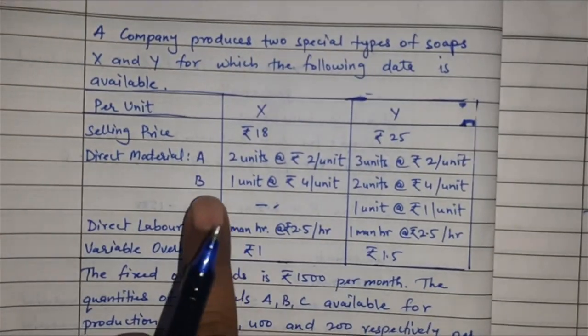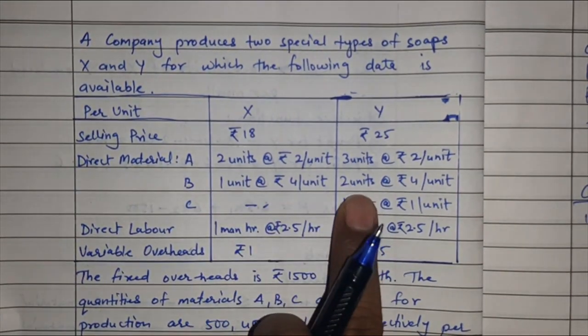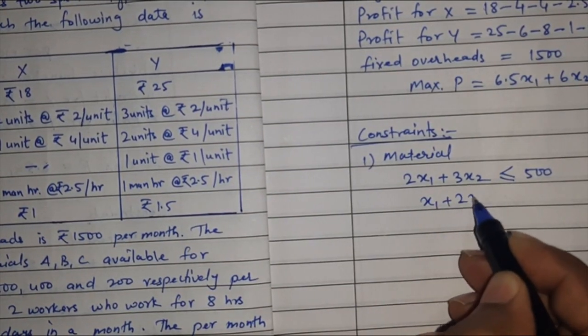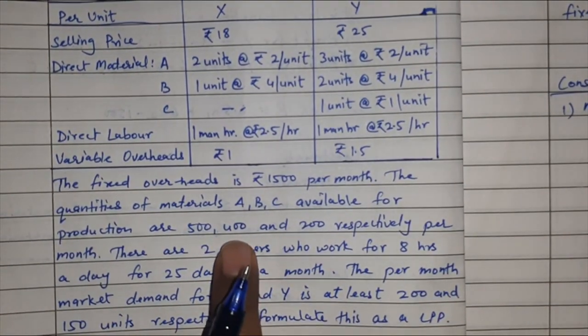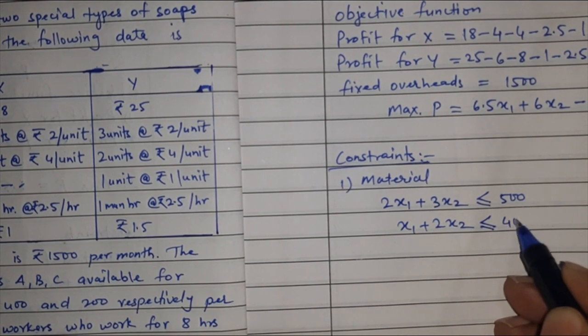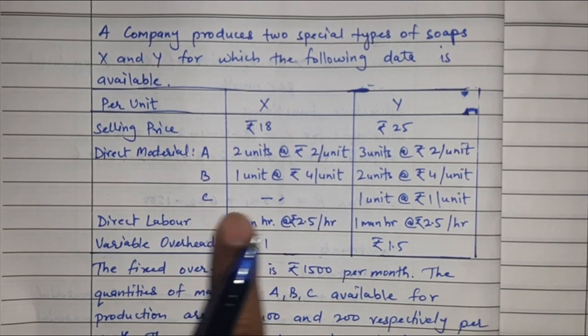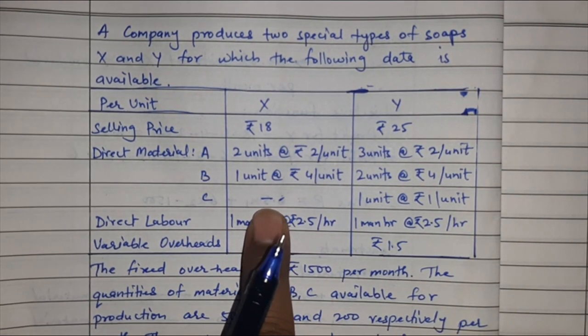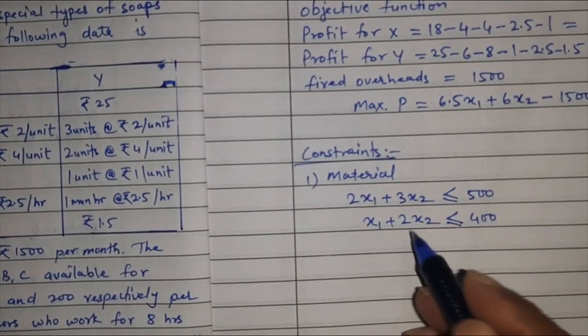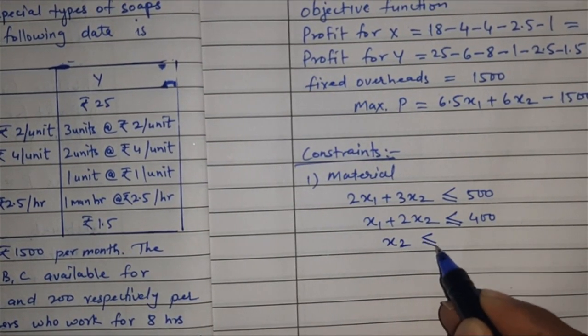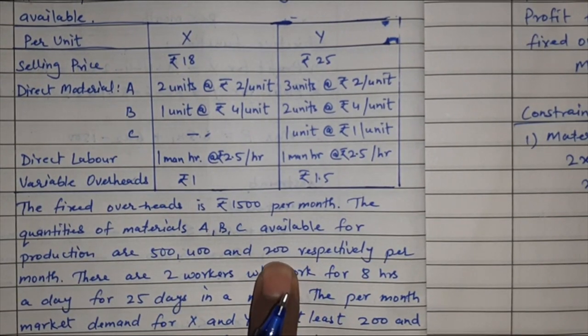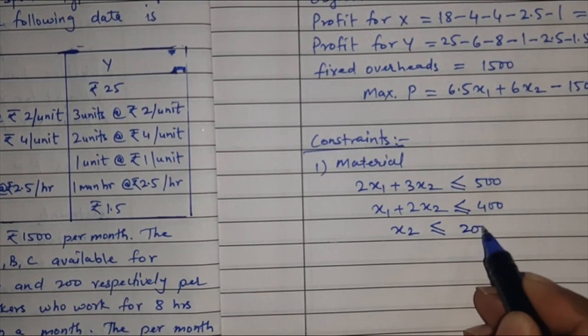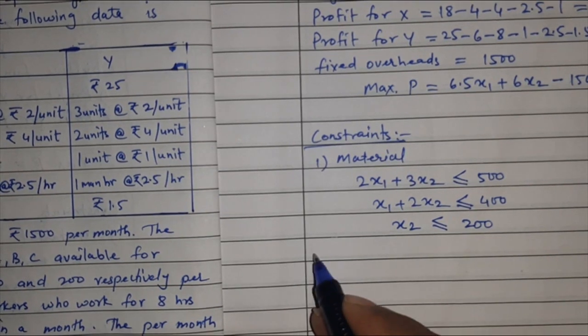Okay. For material B, it's 1 unit here for X and 2 units for Y. So this will be x1 plus 2x2, and the total 400 units are available for B. So this is less than equal to 400. Okay. Material C is not used in X. For Y it is only 1 unit. So we can write here x2 less than equal to the total available quantity, which is 200. This completes my material constraint.